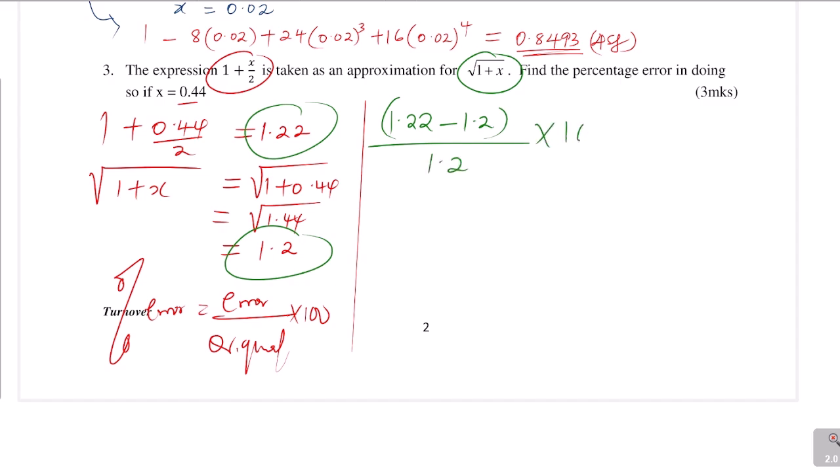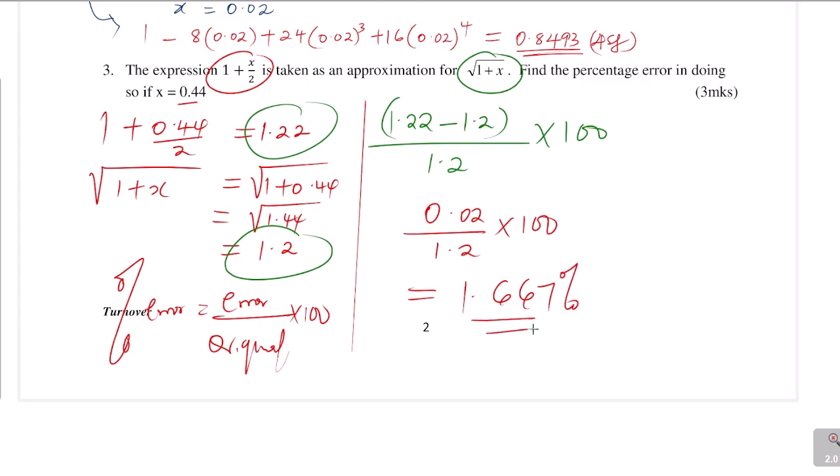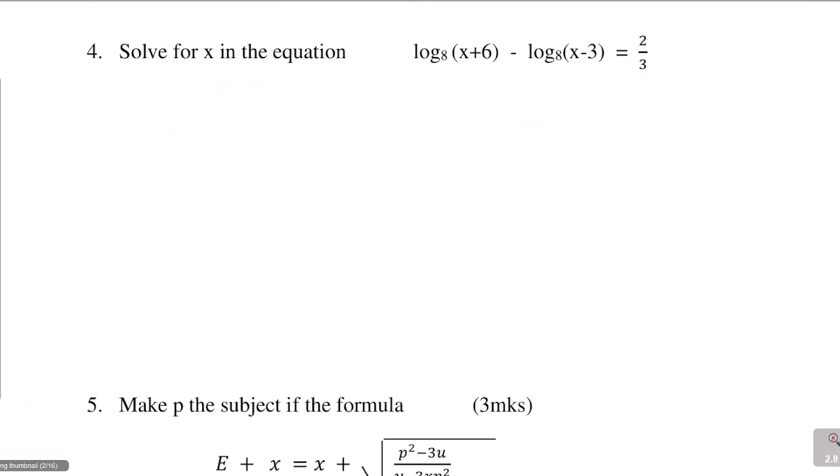And then you multiply by 100. So you have the error. When you subtract here, this will give 1.22 minus 1.2. That will give 0.02 divided by 1.2 multiplied by 100, and this one will give 1.667% as the percentage error. Proceed to the next question, question 4.